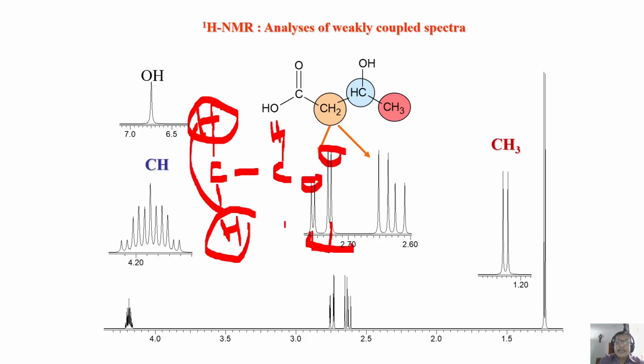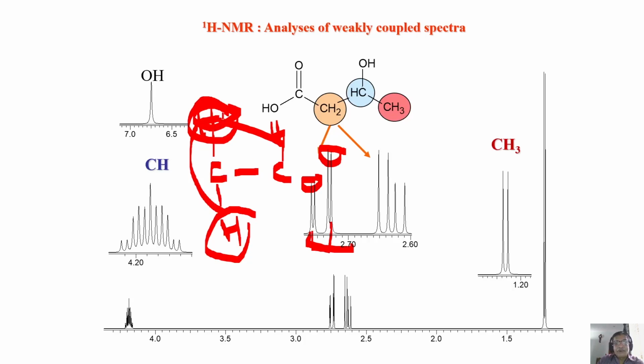Of course, there is some intensity anomaly. We have to worry about it later. We'll discuss that at a later stage. But at the moment, you saw this one. Now, what about this proton? Now, we analyze this one. This proton experiences a vicinal coupling plus a geminal coupling.